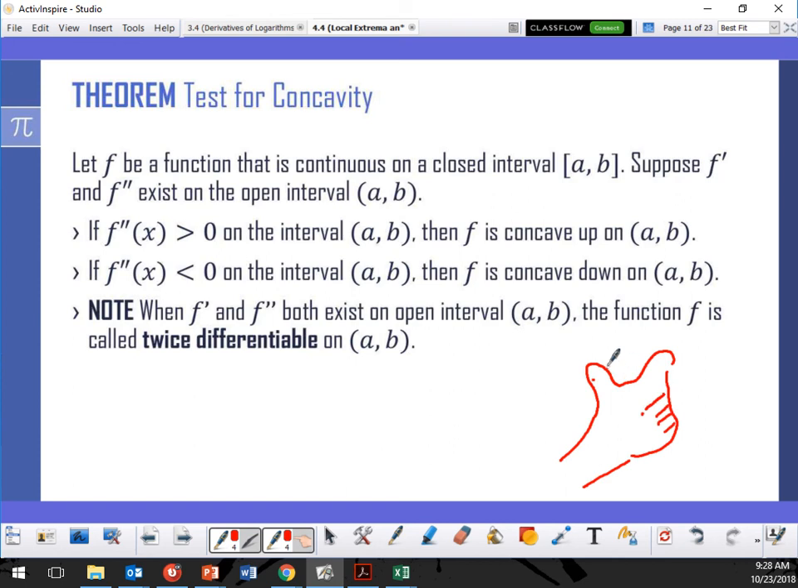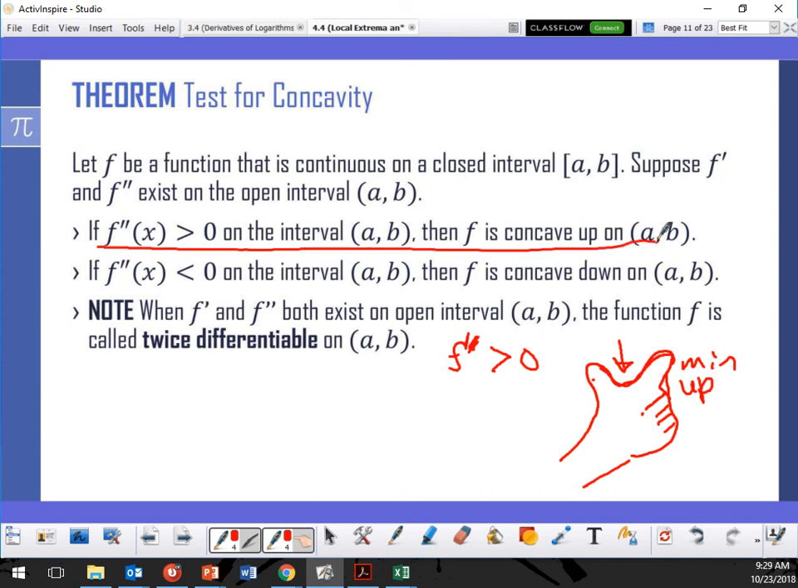All right, so this is my hand. This right here would be my min, and it's opening up. So the concavity means that f double prime would be greater than 0, because it's opening up, going positive up. Opening up is positive. Same thing for going down.